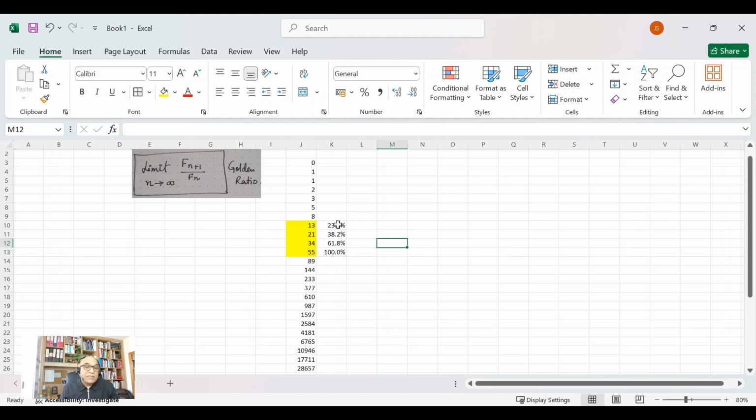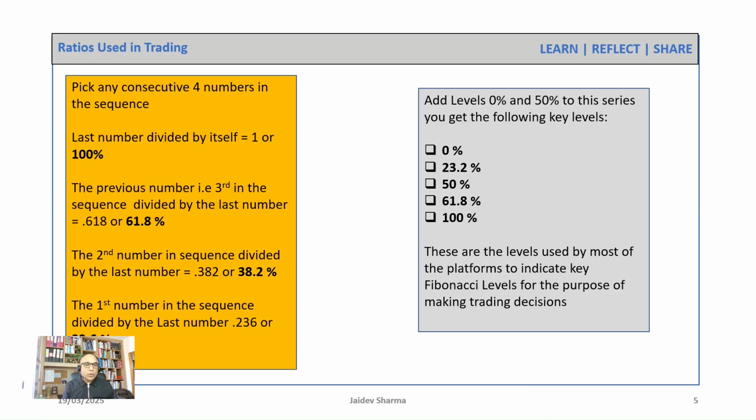Now, quite interestingly, you pick up any four consecutive numbers and do this math, you will get exactly the same numbers. I use these as formulas. So if I copy this anywhere, let's say I'll copy it here, you'll get exactly the same numbers. So I'm not copying the numbers, I'm copying the formulas. Please note.